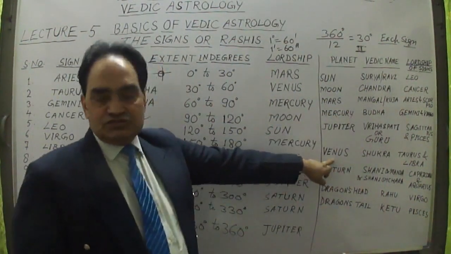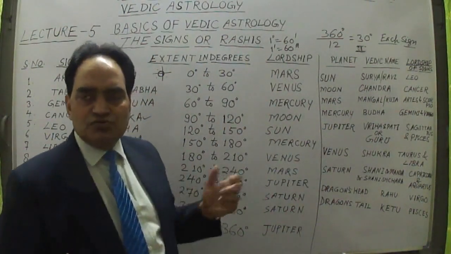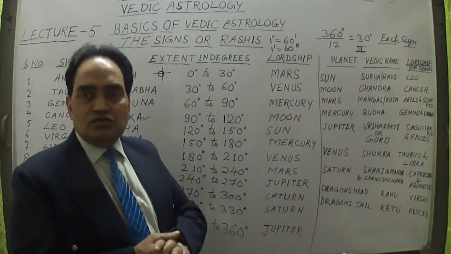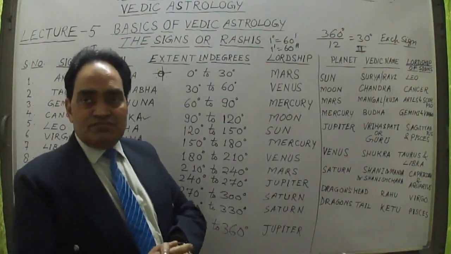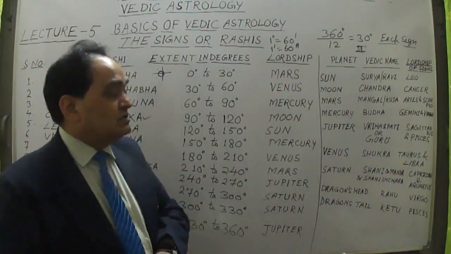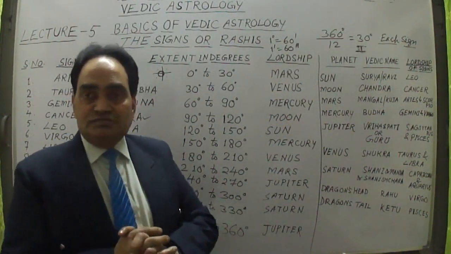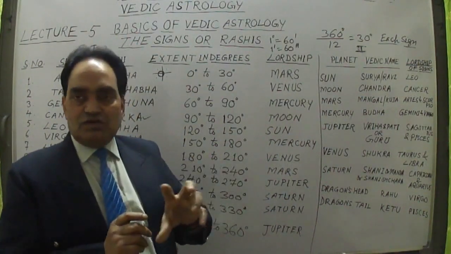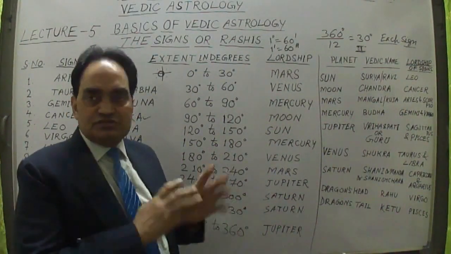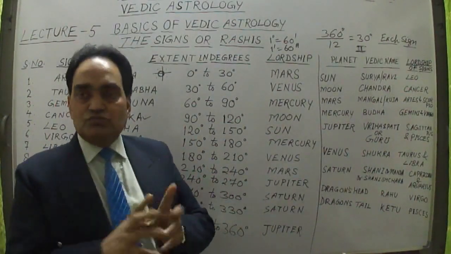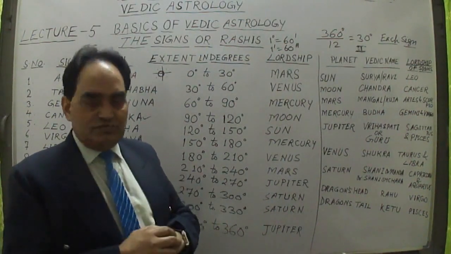Then is Venus, or Shukracharya, Shukra. Venus is the lord of two signs again: first, Taurus, Vrishabha Rasi, and second, Libra sign or Tula Rasi. So these two Rasis are lorded by Venus, Shukra. Shukra is the lord of two Rashis, Vrishabha Rashi and Tula Rashi, right?